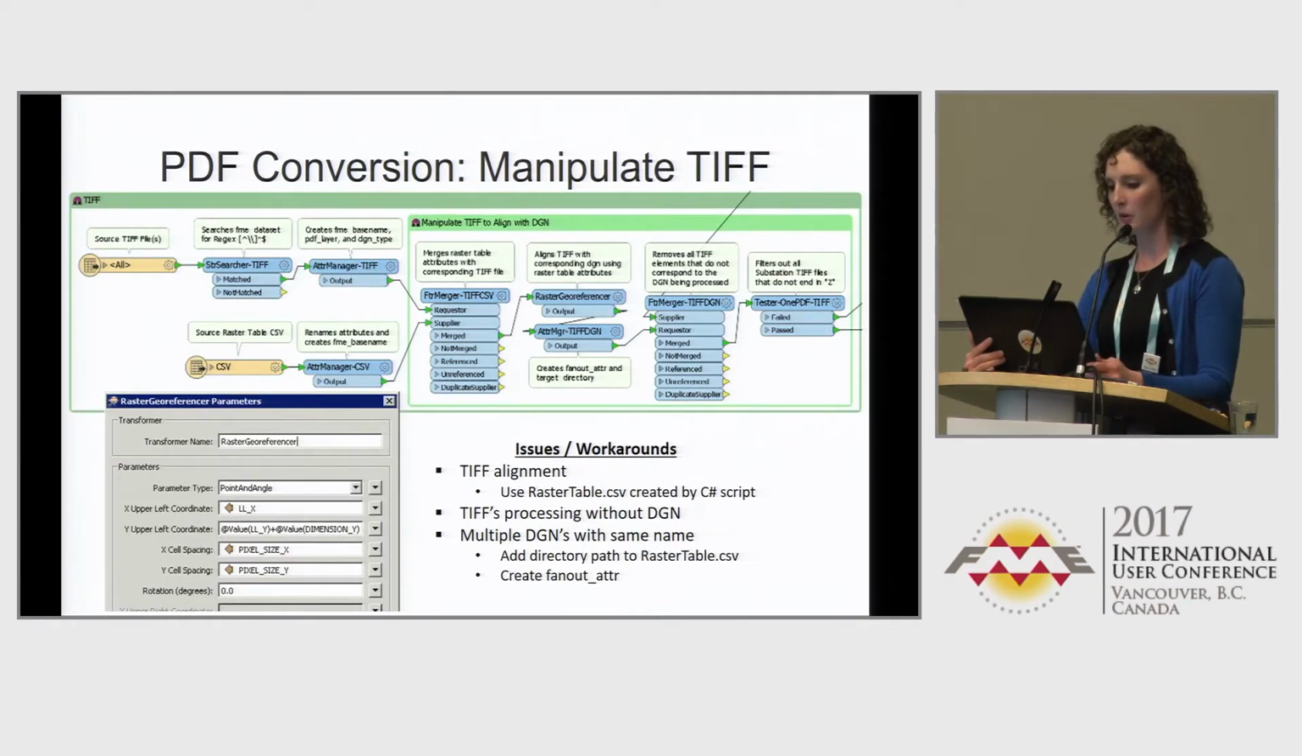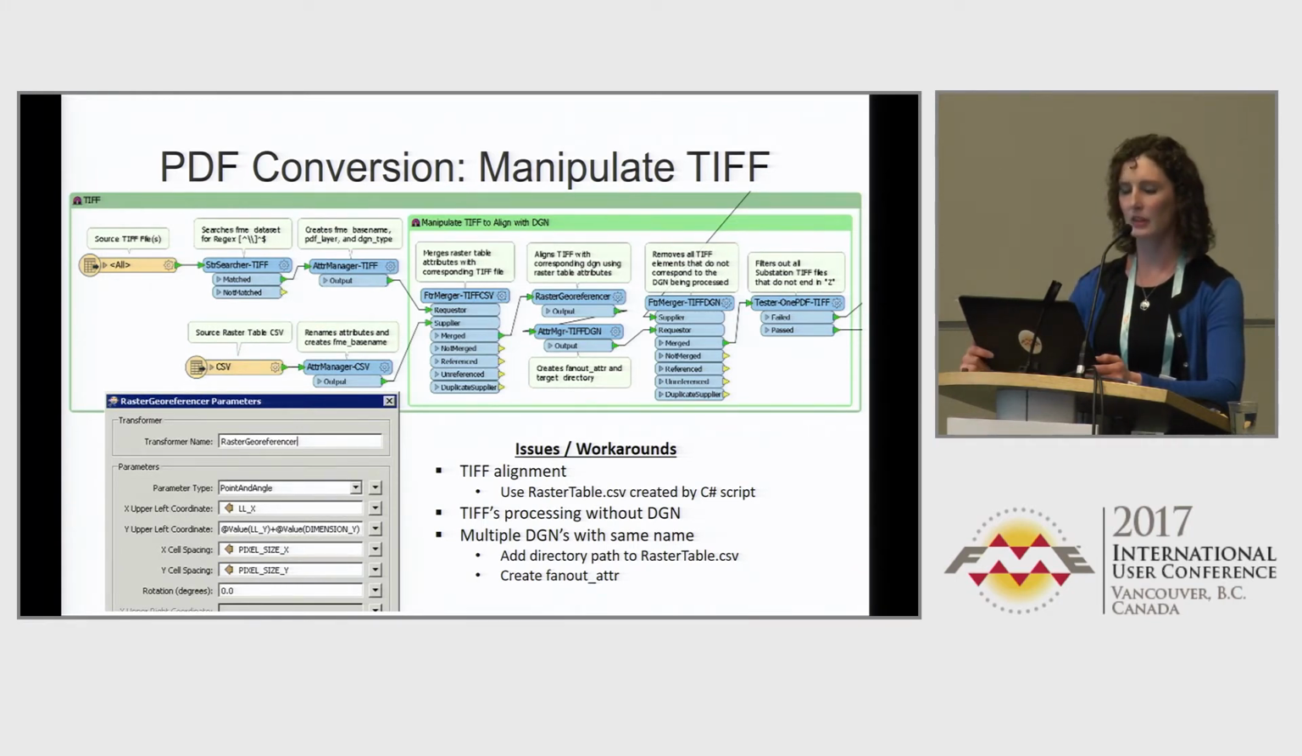Right? So here's the TIFF part. It reads in the TIFF files from the temp directory, and then it reads in that CSV file that the script created, and it uses the values from the CSV file to georeference the TIFF and align it with the DGN. Then I have a tester at the end that tells it, if this TIFF doesn't belong to a DGN that's currently being processed, don't do anything with it.